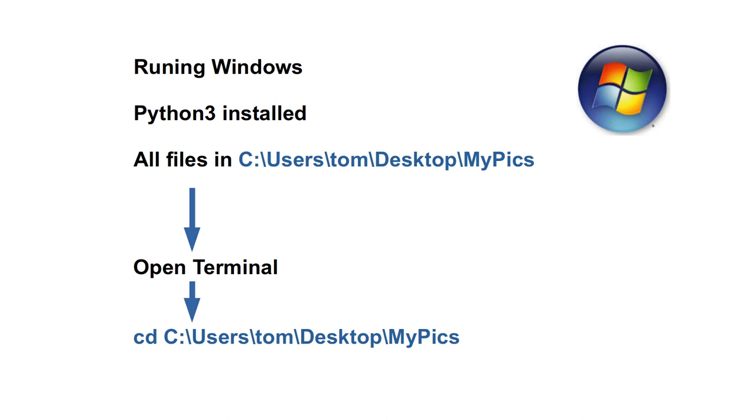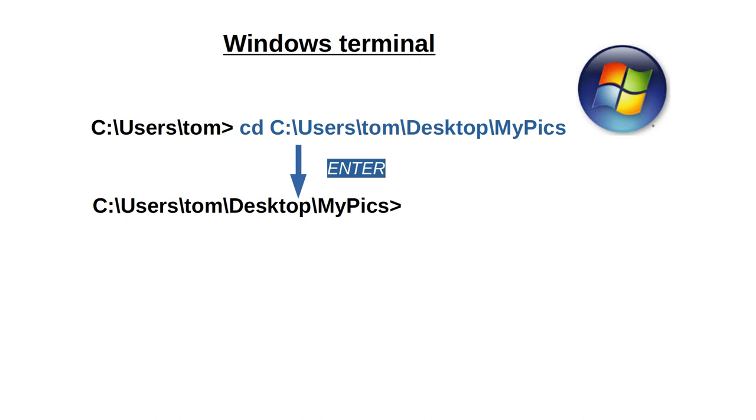When I open the terminal, my prompt looks like this. To navigate into my folder called My Pics on the desktop, I write CD space and then the path to my folder. Note that this time there is C colon in front of the file path, and for Windows you have to use backslash instead of forward slash. Everything else will look the same to you. Now I hit enter. As a result, my terminal has now access to the folder My Pics, where all of the image files are.